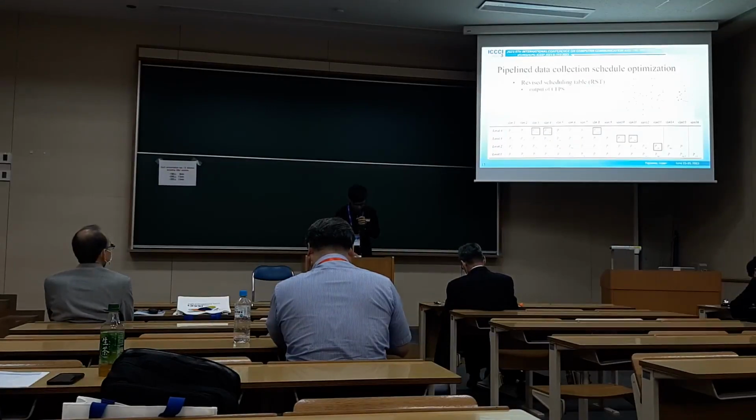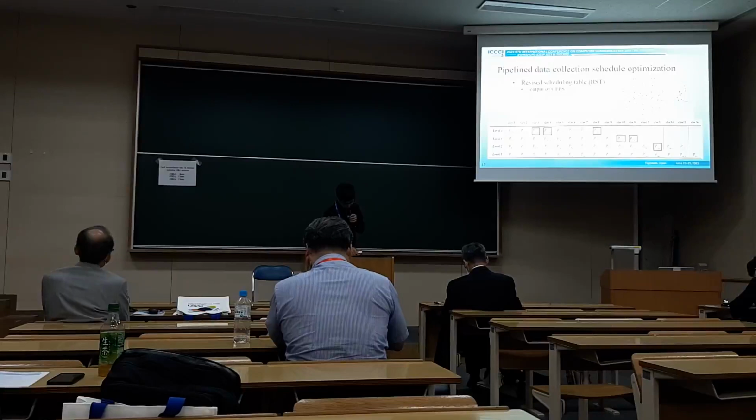Next is pipeline data collection scheduling optimization. Since the forwarding scheduling in IST is now the shortest path, we will revise the IST to adapt RST. The IST is shown on the bottom of the page. However, because time is limited, if anyone wants to know more detail about IST, we welcome further discussion after this section.